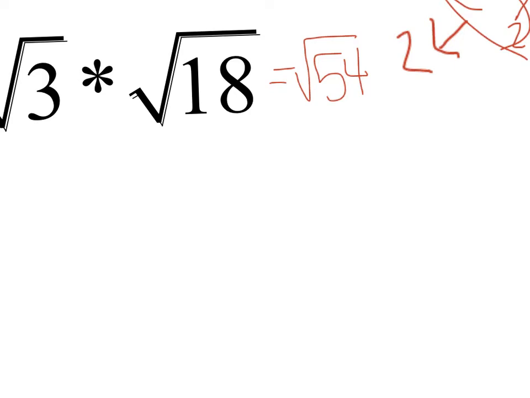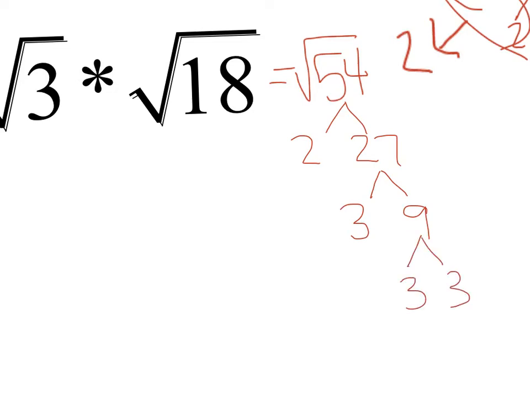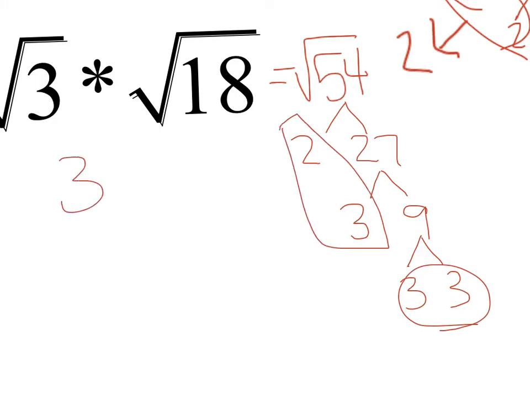So 54 would be 2 and 27, 3 and 9. Notice the perfect square there with 9. So 3 and 3, I have a pair of 3s, so a 3 comes outside. 2 and 3 are the lonely losers, so 6 stays inside.